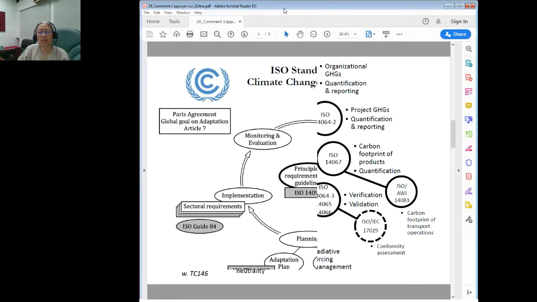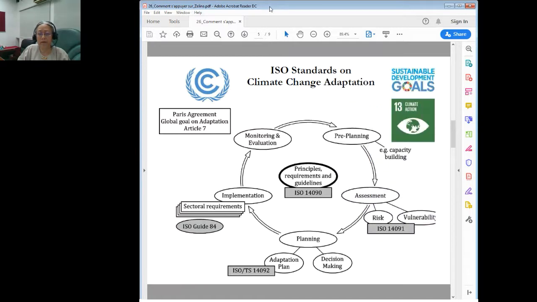But in the Paris Agreement, there is also the concern about adaptation. So this year, we released a new standard, 14090, which is the framework for adaptation action. And we hope soon to have 2 more standards, one on assessment of vulnerability and another on adaptation planning for local governments.